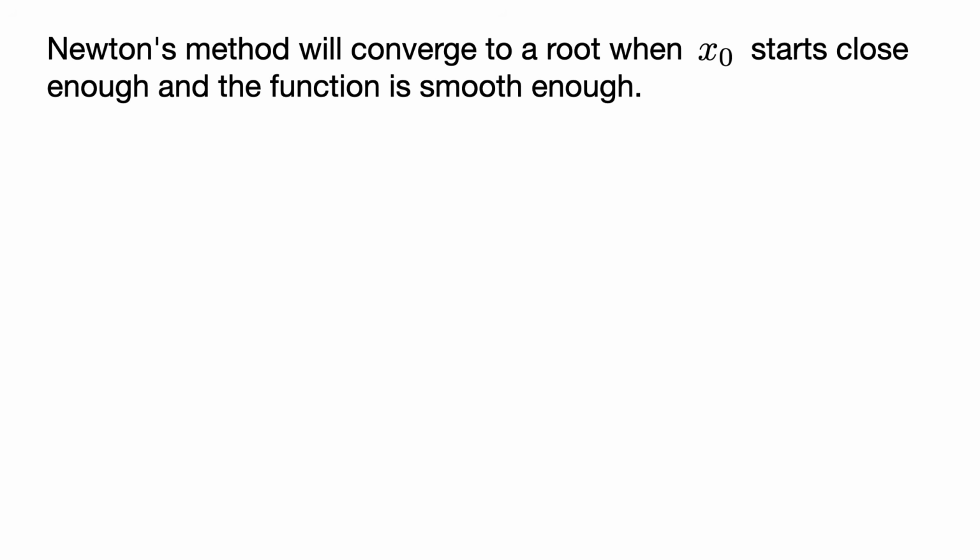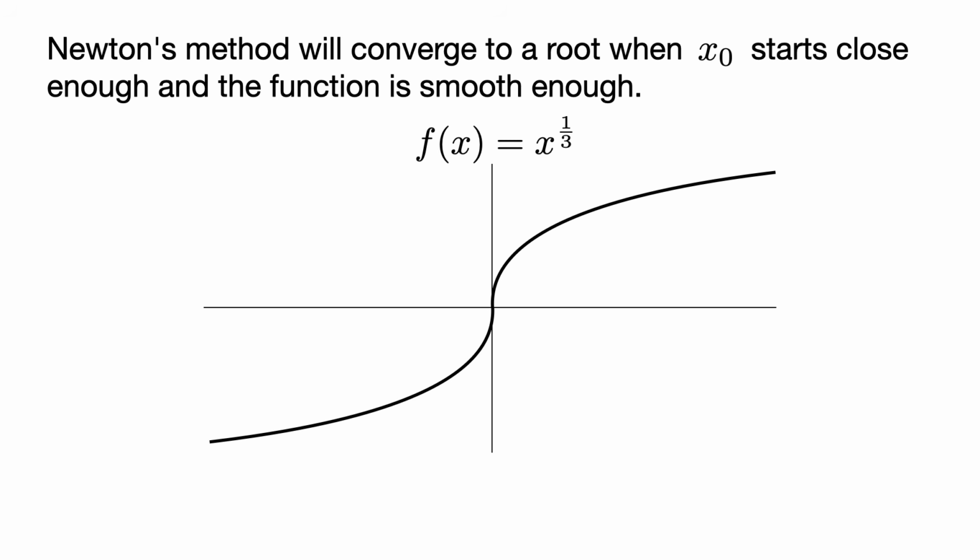Newton's method will converge to a root when x naught starts close enough and the function is smooth enough, but it's not guaranteed to always find a root. Here's one example where it doesn't. Here's f of x is equal to x to the 1/3. And the key here is that at 0, this function is strictly not differentiable. Its derivative approaches infinity as x approaches 0 from either the left or right side.